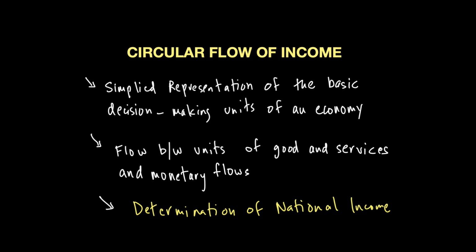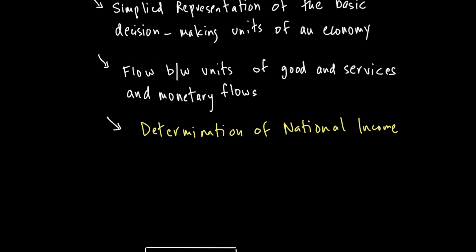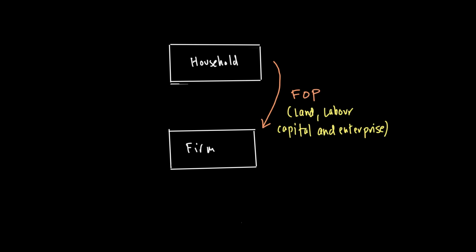We begin our circular flow of income by looking at first the household and firm. So we have the household, which is the owner of those factors of production like land, labor, capital, enterprise. And then we have firm, which wants these factors of production to make output. So the household will give firms what we call factors of production, which includes land, labor, capital, and enterprise. The firm then uses these factors of production and produces what we call output or goods and services.